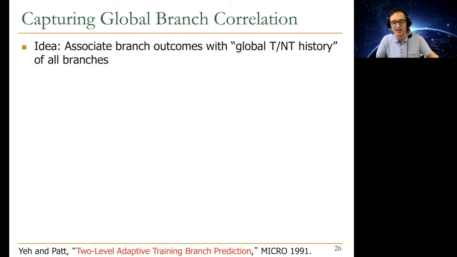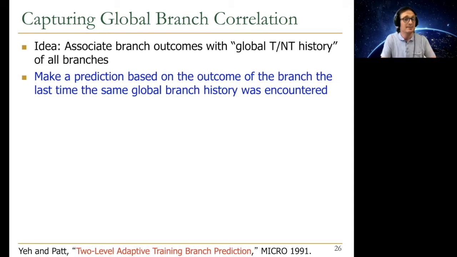Of course, this history register is limited size, so it's not all branches, but it's the last n branches that were executed. So you basically make a prediction based on the outcome of the branch the last time the same global branch history was encountered. So you're not making a prediction based on the program counter only. You're really making the prediction based on the global branch history register, which direction the previous branches went. So program counter is not part of it right now. So you're really taking into account what happened to other branches.